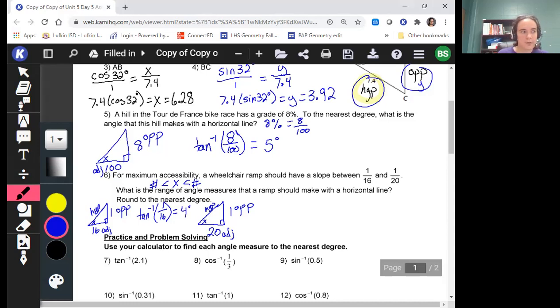And then we're going to do the same for our other triangle. So the tangent inverse of our opposite over adjacent, 1/20. So tangent inverse of 1/20. And again, remember that we're rounding to the nearest degree. So we have an 8, so that rounds up. So 3 degrees.